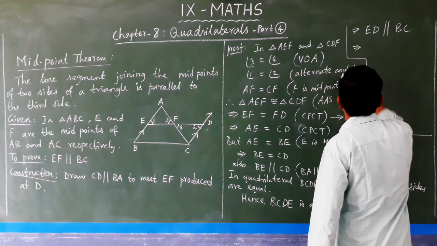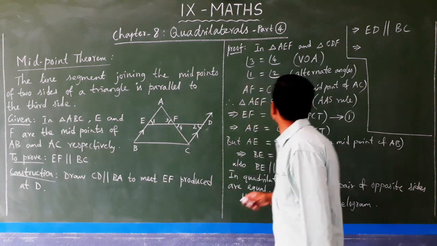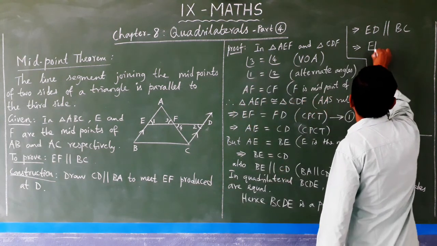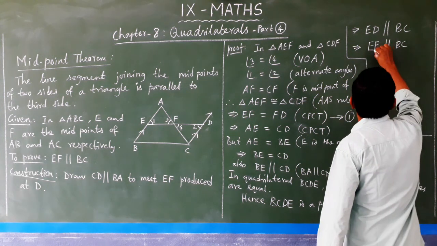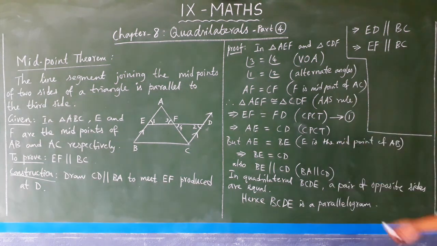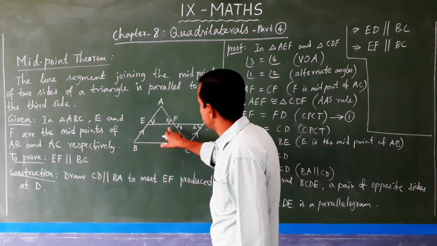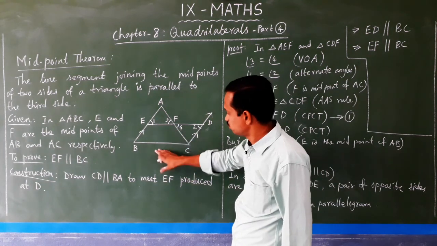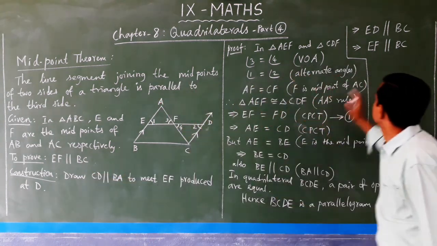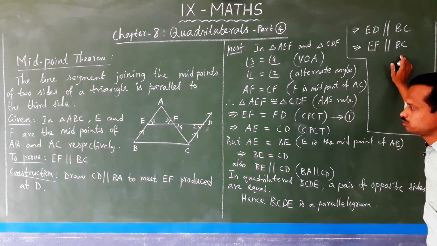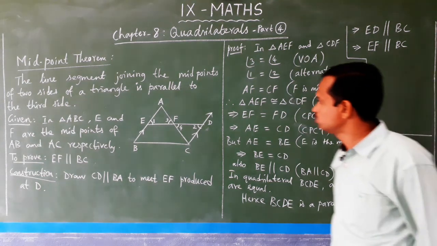This implies, you see, EF is in ED. So we can say EF is parallel to BC. Clear? EF is parallel to BC. That's what we have proved. Because ED is parallel to BC, but EF is within ED, so EF also definitely is parallel to BC. So we have proved what was to be proved: EF is parallel to BC. So this is the midpoint theorem, a very easy one. And note you have to give.